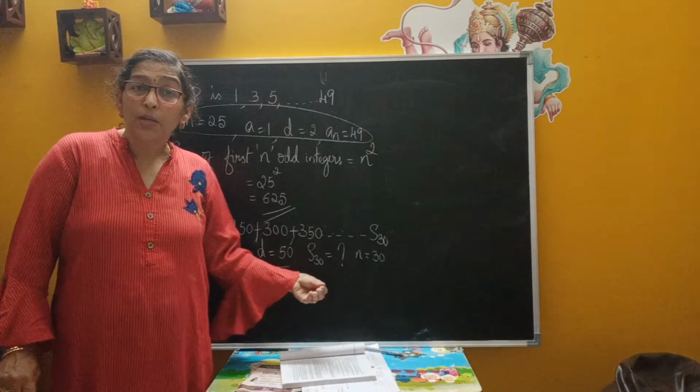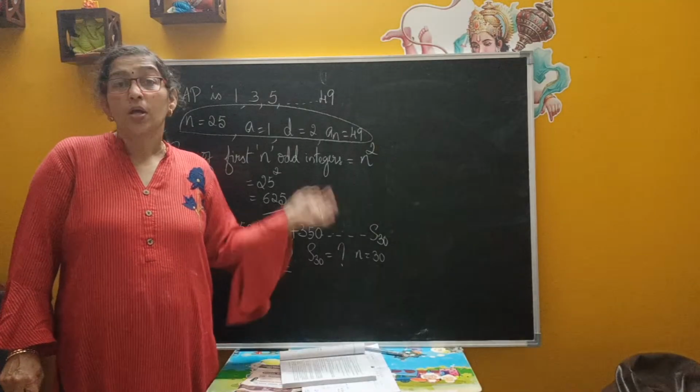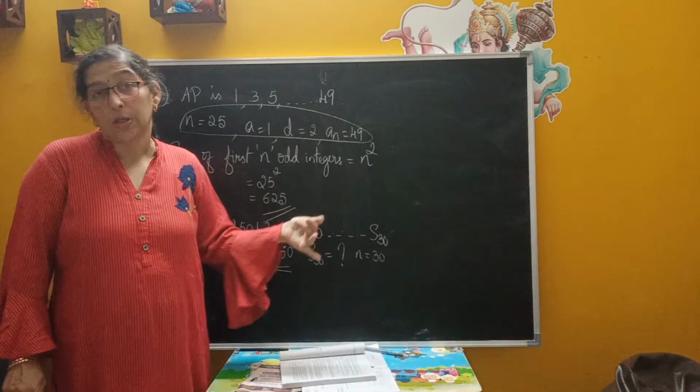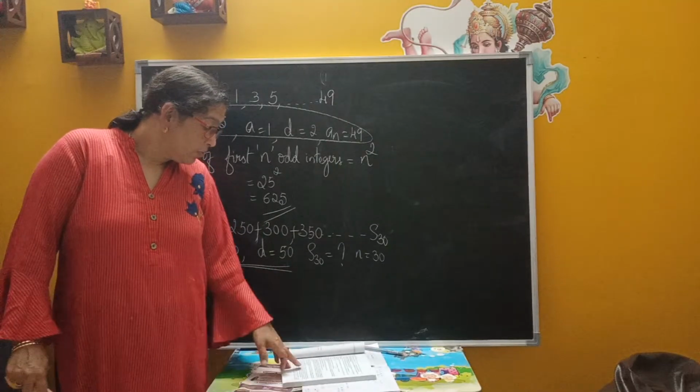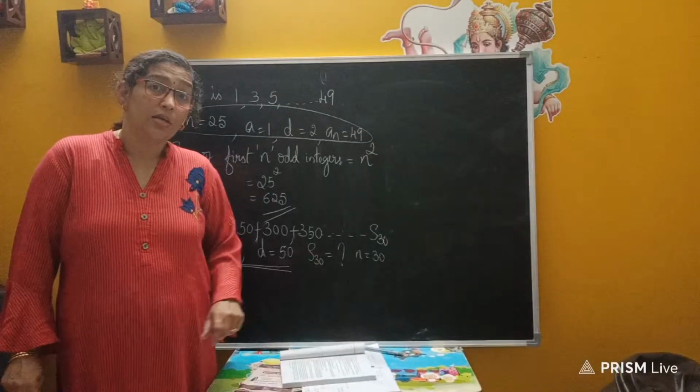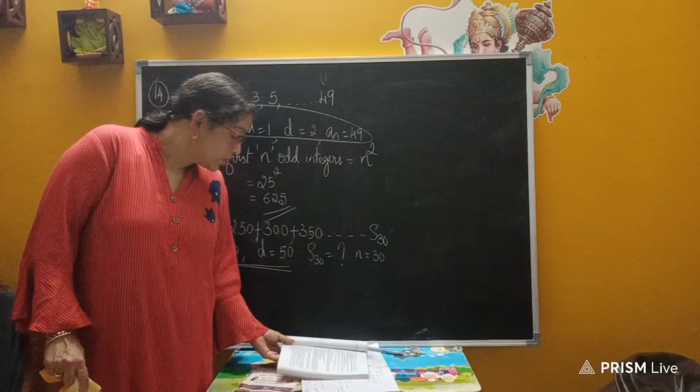What is the sum of the amount? It is 700 rupees. So S7 is how much? 700 rupees. Okay. Then we need to find the other values. We know only the n value and the Sn value. So let us do this problem now.